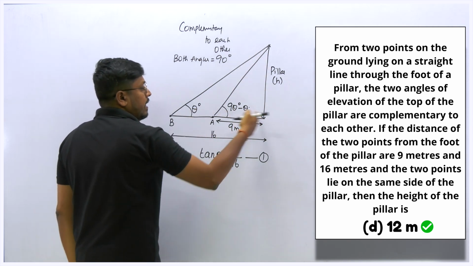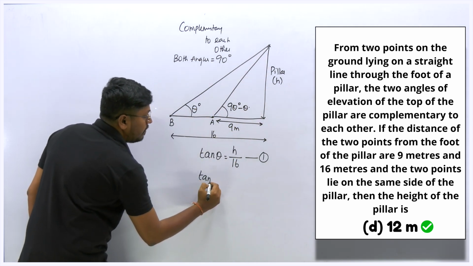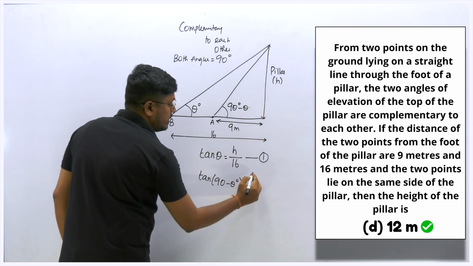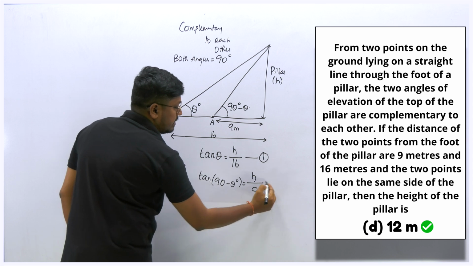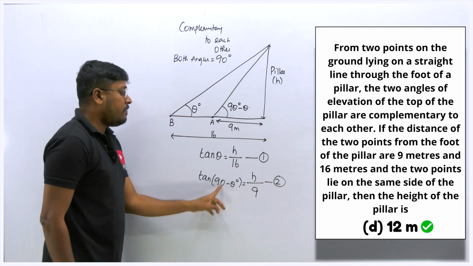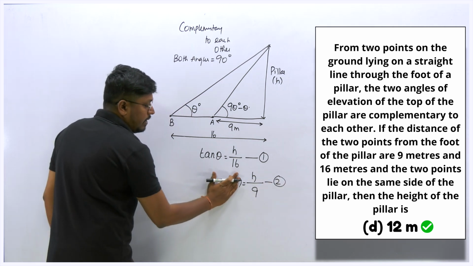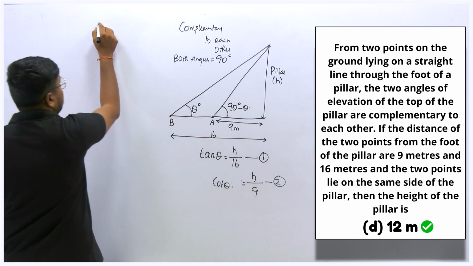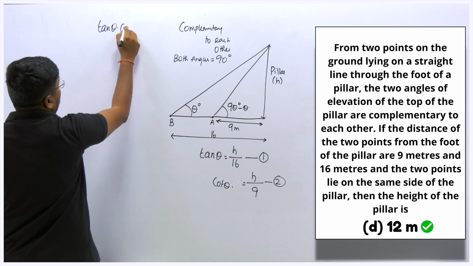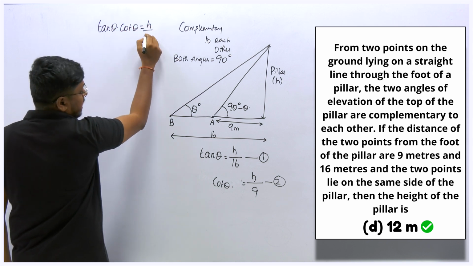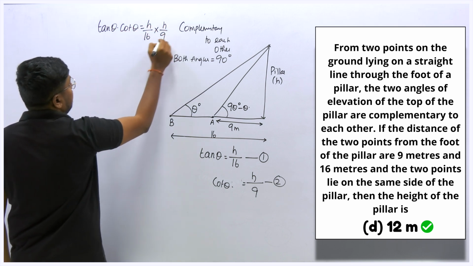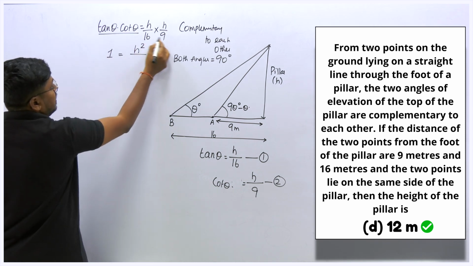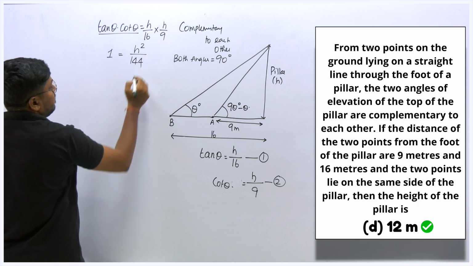Second triangle, right angle triangle. Again tan theta. So tan of 90 minus theta is equal to opposite by adjacent. Opposite is h. Adjacent will be 9. Consider it as the second equation. So tan of 90 minus theta will be cot theta, right? So this will be cot theta. So now multiply first and second equation. So tan theta into cot theta is equal to h by 16 into h by 9. So tan theta into cot theta will be 1, which is equal to h square divided by 144.